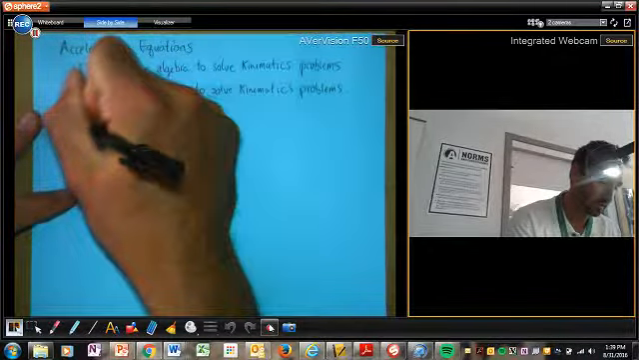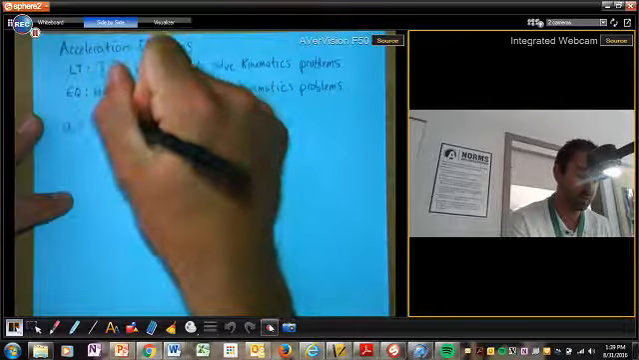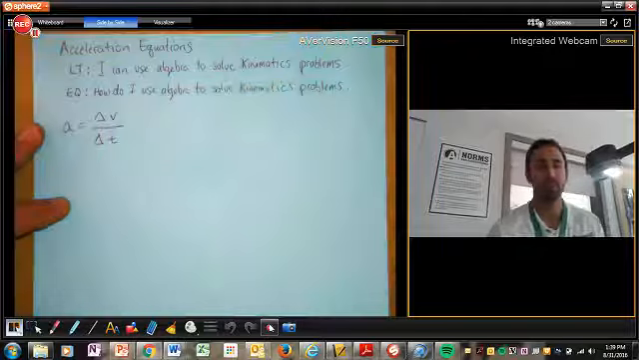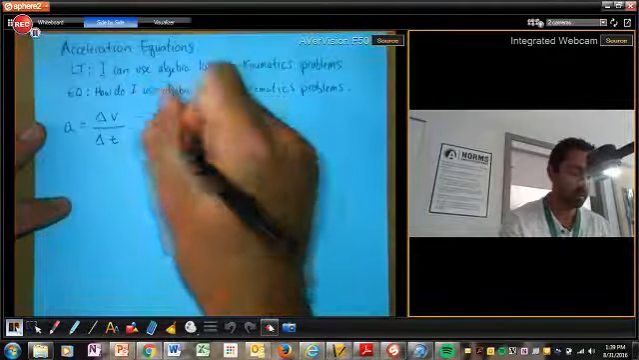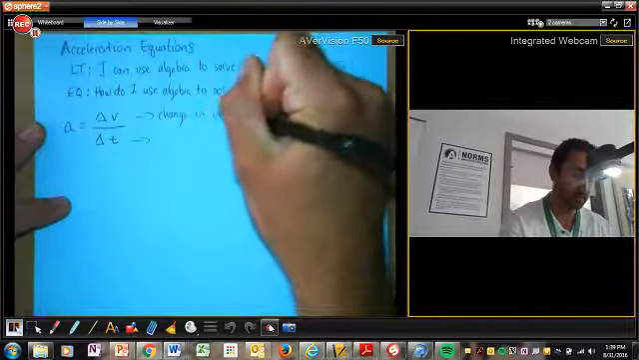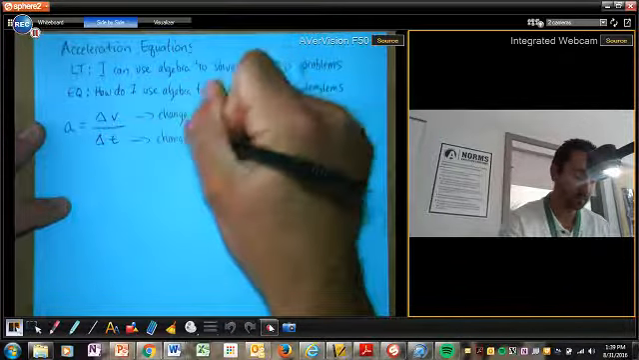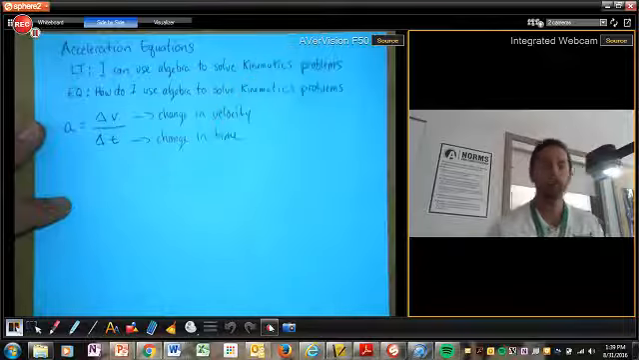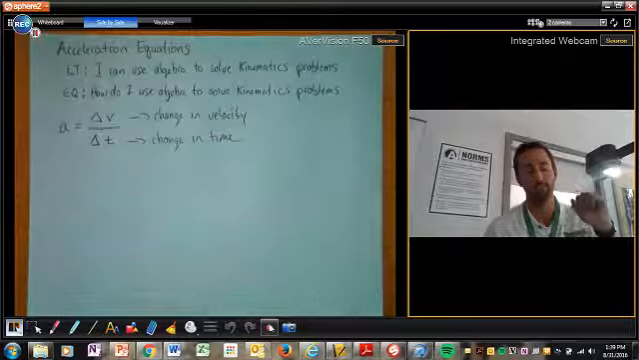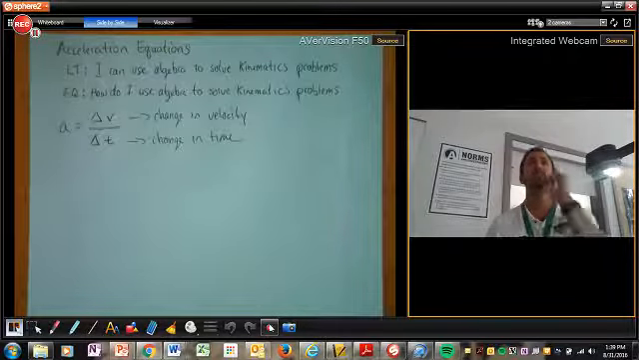Acceleration we kind of learned about last time. A is going to be equal to some sort of change in velocity over a change in time. This correlates to a change in velocity, that's what that delta means, and this is a change in time. And we saw this in our graphs: when we've got an increasing slope, we see a change in velocity. That's all it is.